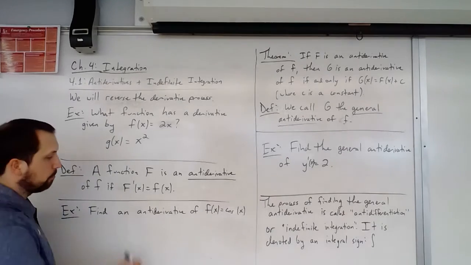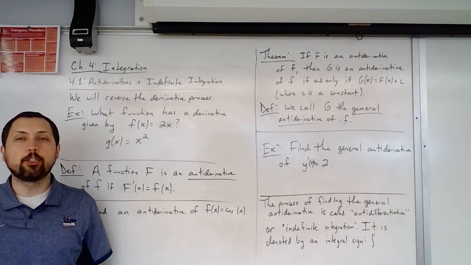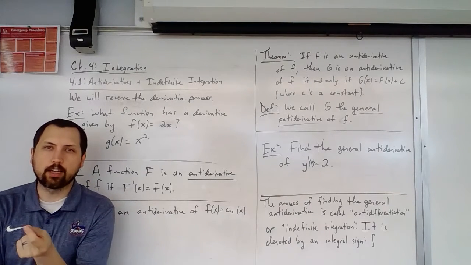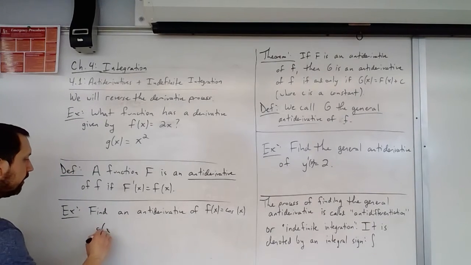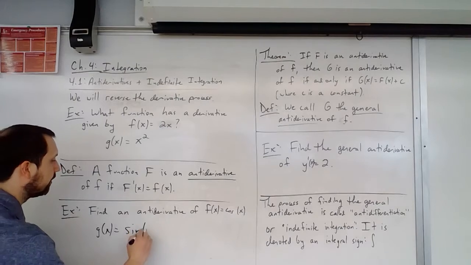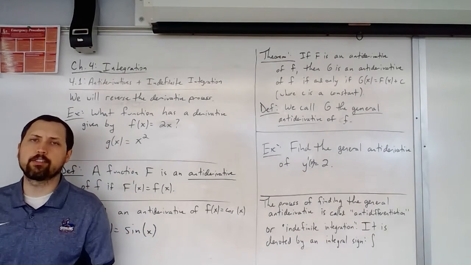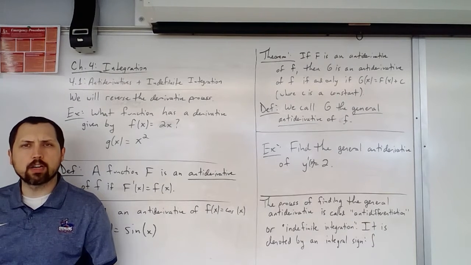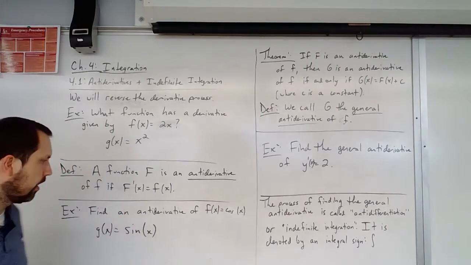So let's do another example. Let's find an antiderivative of f of x equals cosine x. So again, you think about what function, when I take its derivative, do I get cosine? Well, hopefully what you can come up with would be something like sine x. Right? The derivative of sine x is equal to cosine x. Now, if I forced you to think of another one, what would be another function that has a derivative equal to cosine x?